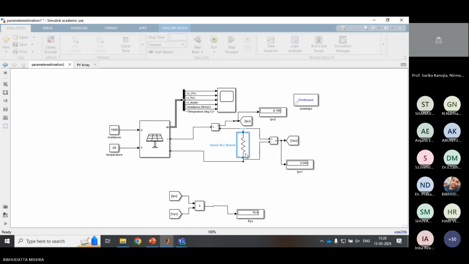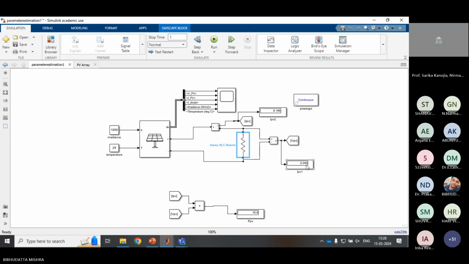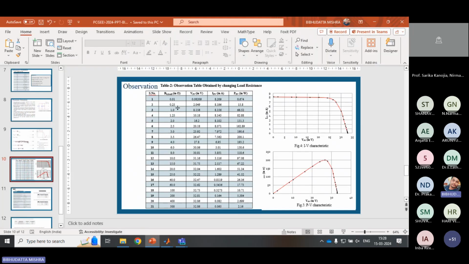So for the load resistance being 0.25, I am getting IPV 8.196 and VPV being 2.049 volt. This has already been recorded in this tabular format in the observation table. For 0.25, VPV is 2.049 and IPV is 8.196, and power is also calculated. Like this, we'll go on increasing the load resistance starting from 0.1 to 0.25 up to some higher value, so that we can get the minimum IPV value, or we can reach the open circuit condition. After getting this tabulation directly in Excel or on the MATLAB platform, we can plot the curve for IPV versus VPV and PPV versus VPV, the IV curve and PV curve.